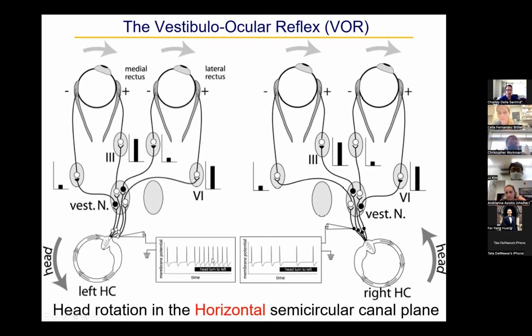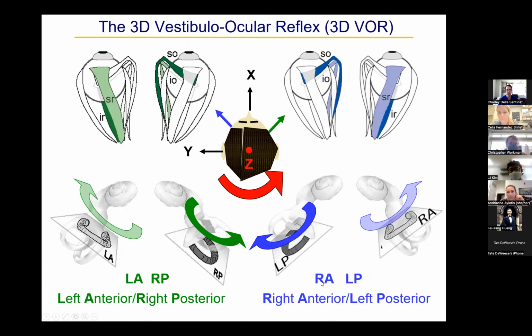And what your brain is really doing is taking the difference signal between your left and right horizontal canals, which is a nice trick engineers do when they've got a sensor that's a little bit nonlinear. If you put two of them in anti-parallel and take the difference off of them, you've linearized the output of that system. So that's how it works in the horizontal plane.